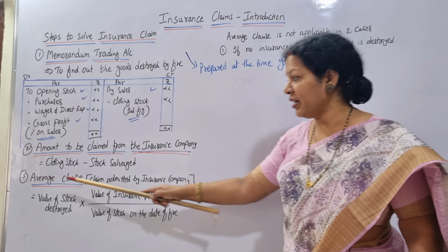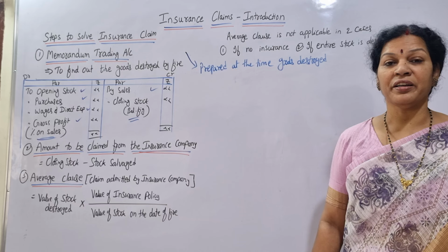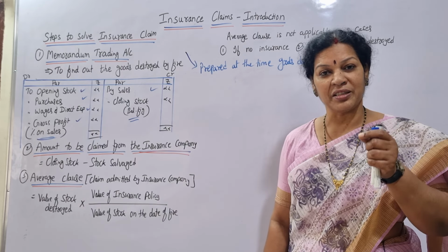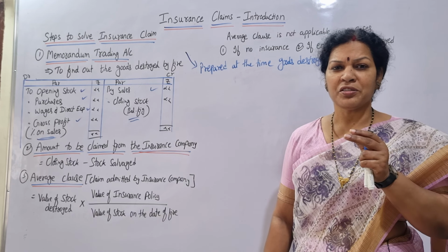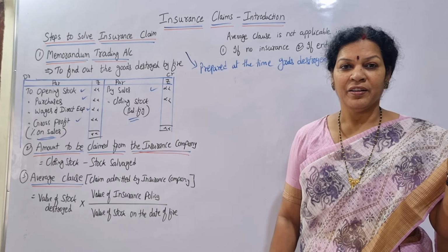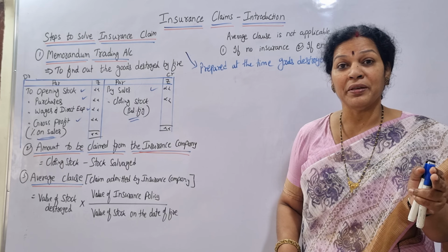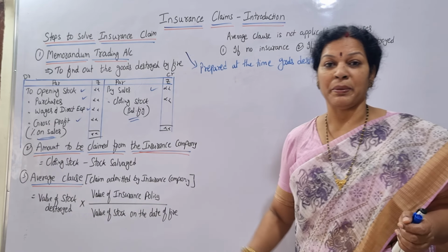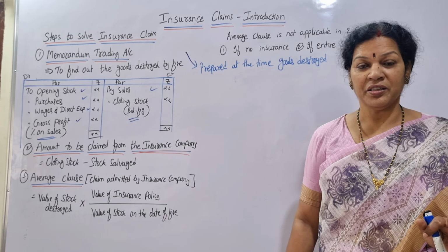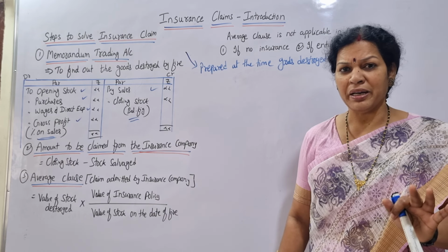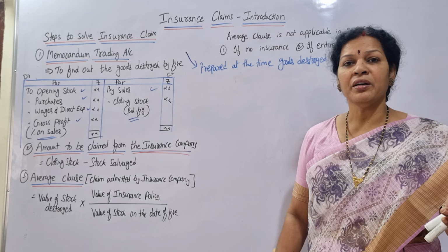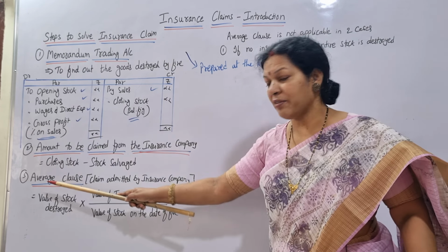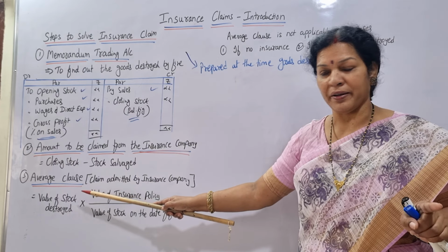The third point is the average clause. You have to calculate average clause. Why do we calculate it? Every insurance company will be getting a lot of amounts to be paid. So to save the insurance company, to minimize the insurance claim, this average clause we are preparing. To minimize the amount to be paid to the client, for that purpose, average clause is to be prepared.